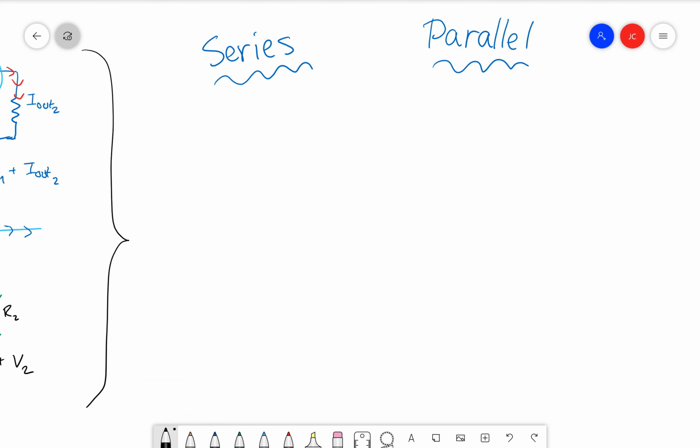To be pretty straightforward, series circuits have things lined up, one after another, end to end. This is a series circuit. These two resistors, R1 and R2, are in series, which means that they are connected end to end. One end to the other end, to the other end.